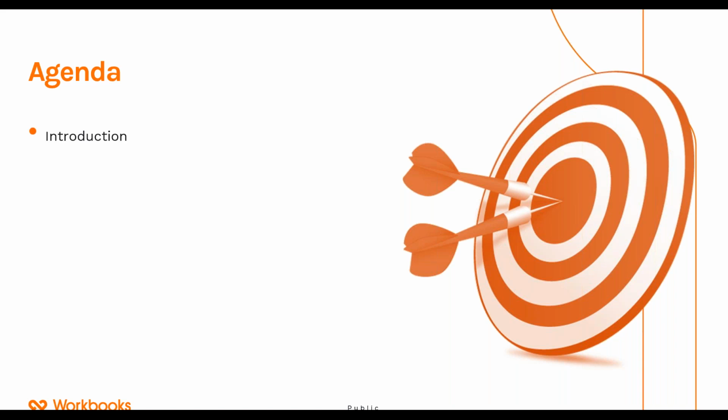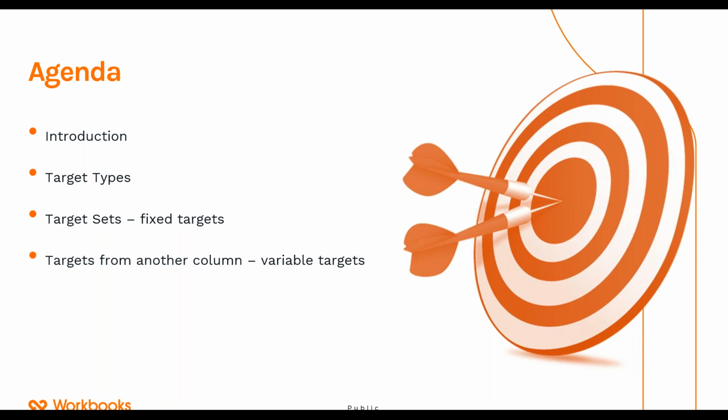In the introduction, I'll give a little bit of background around targets and why we've introduced a new way of setting them up. Then I'm going to talk a little about the 2 main types of targets, which we're going to call fixed and variable, and I'll give a bit more explanation about what I mean by that in a moment. Next, I will hand over to Debbie so that she can show you within the product how to set up these fixed targets using the new target set record type, followed by showing you an example of using, if you like, the old way of setting up targets using values from another column, which is a great way to set up the variable targets that I mentioned.